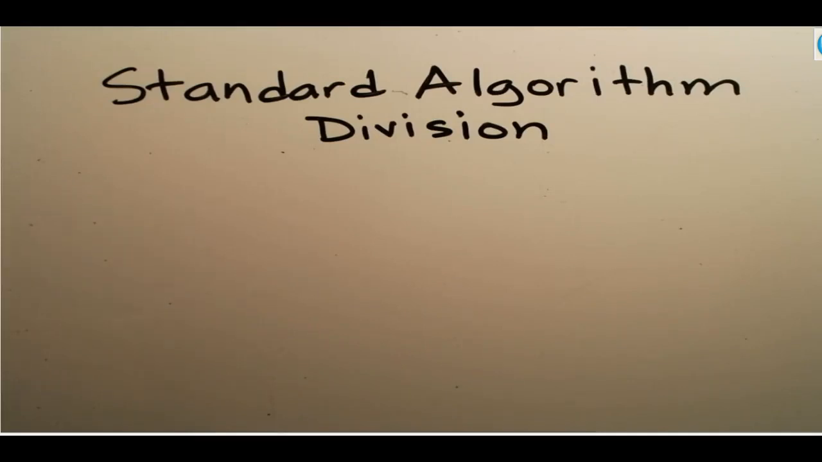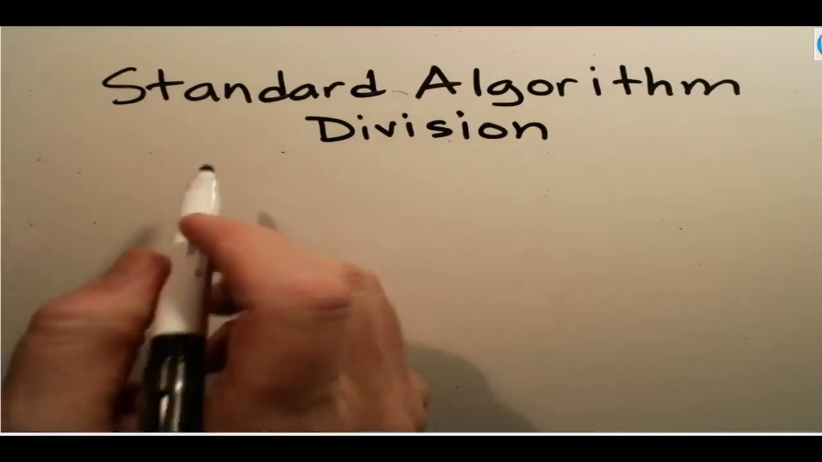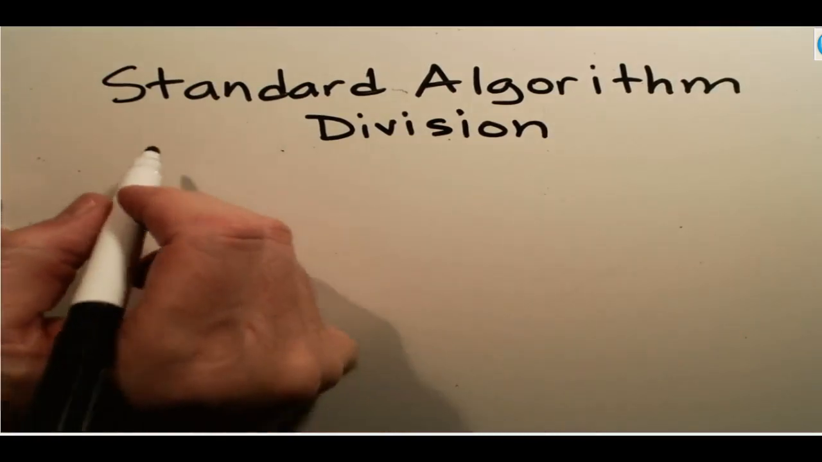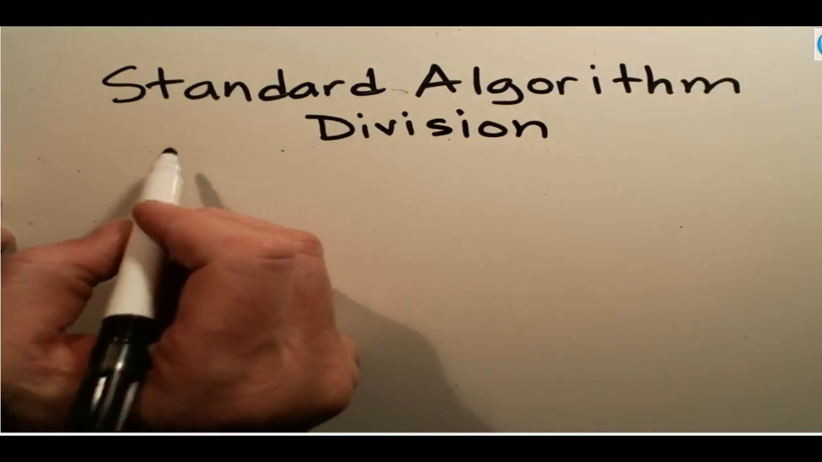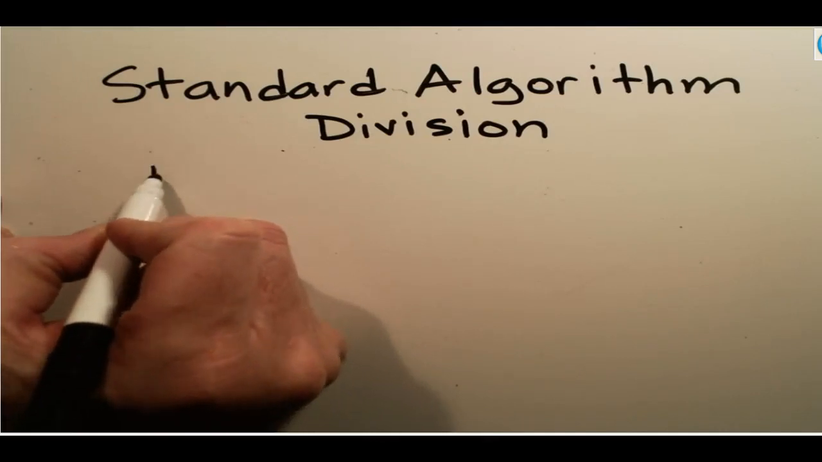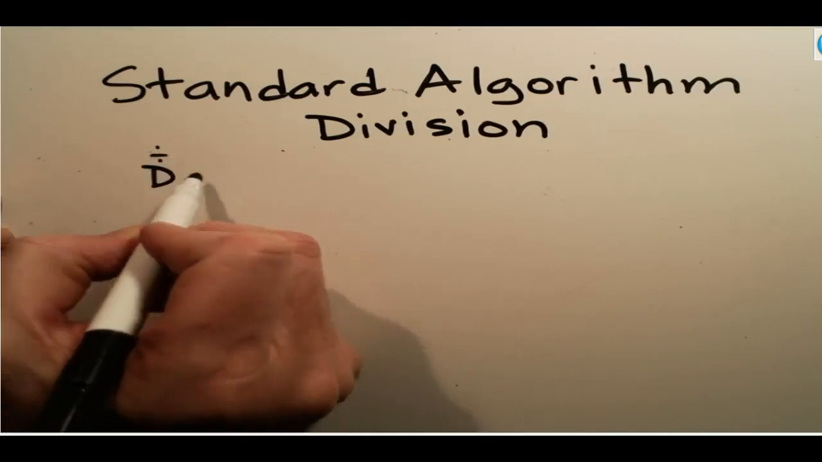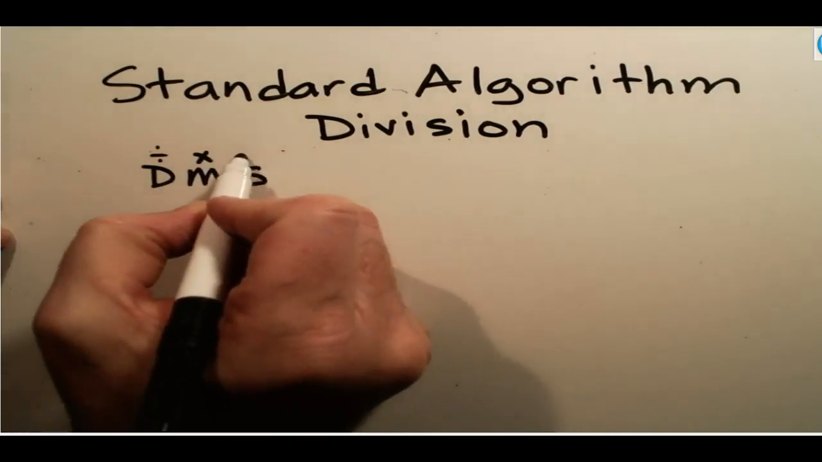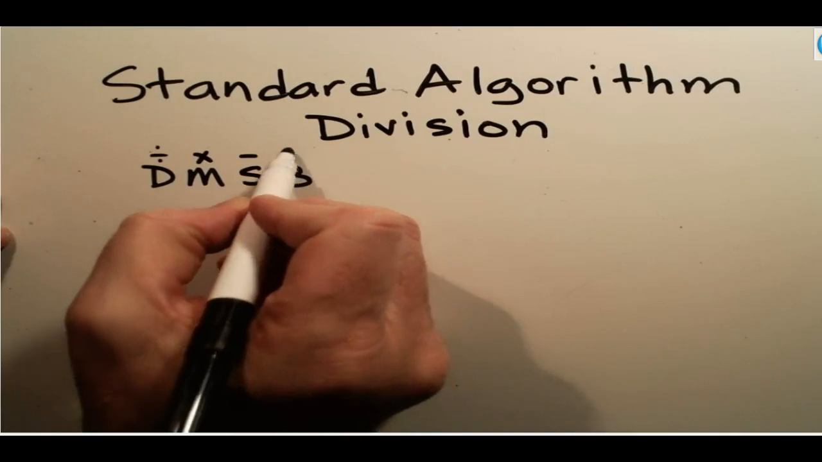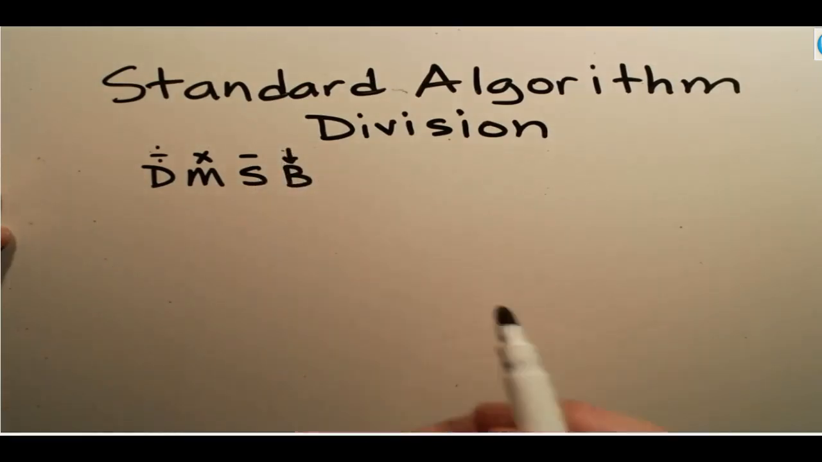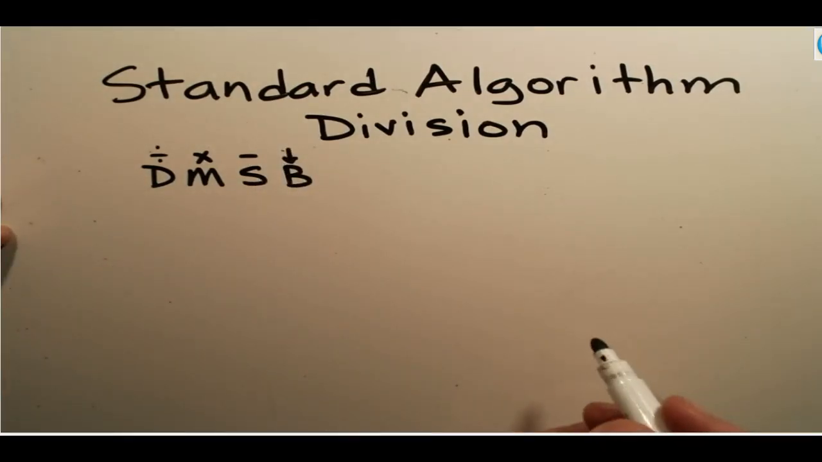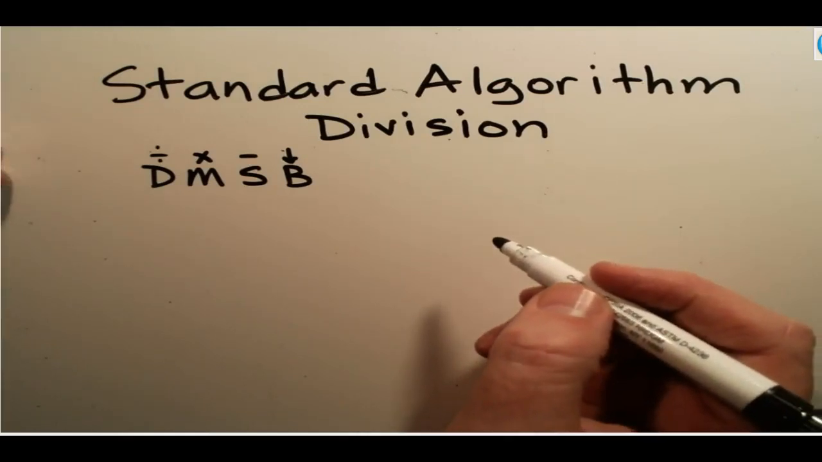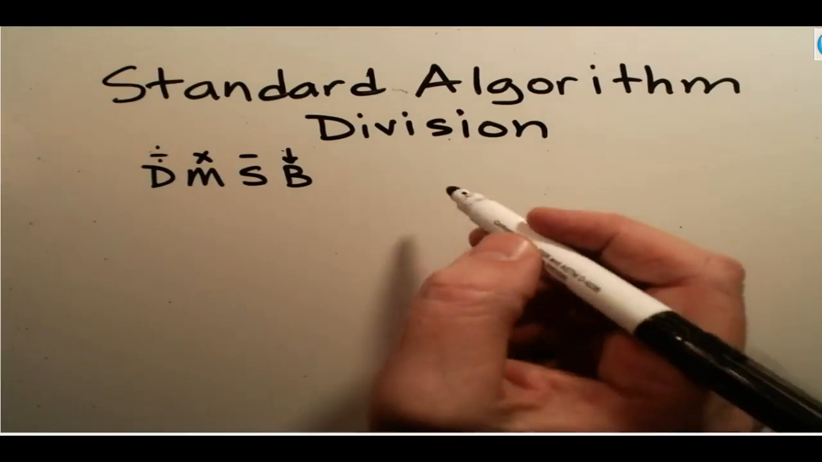This time we're going to take a little look at standard algorithm division. When we use the standard algorithm, we have an order that we have to follow, and that order is this. We divide, we multiply, we subtract, and then we bring down. Now, that may not mean a lot to you right now, so let's jump into an example so that you can see each of these operations in action.